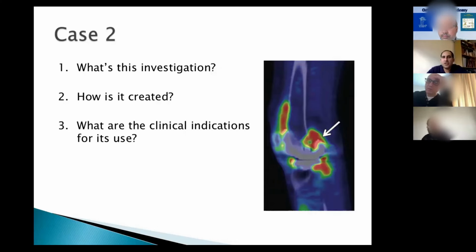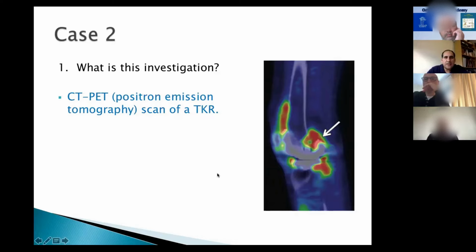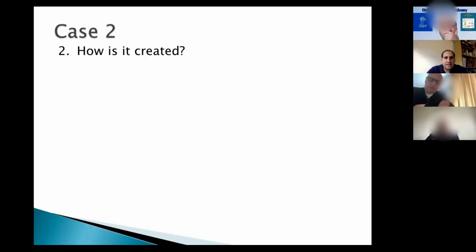Okay, so what did you call it? What was the scan particularly called? It's a radioisotope scan. I think it's... Okay, so... so it's a CT scan, isn't it? Yeah. So it's a positron emission tomography scan with a CT of a total knee replacement, as you say. Okay, fine. And so how was it created?